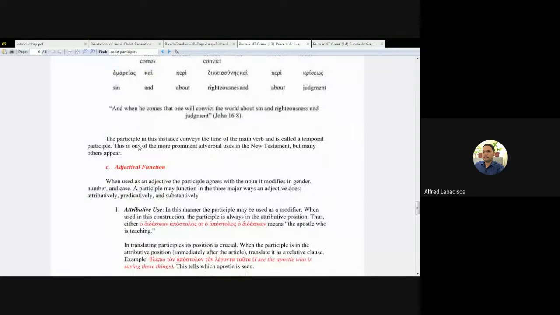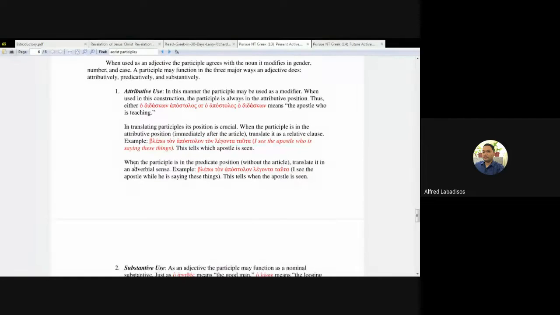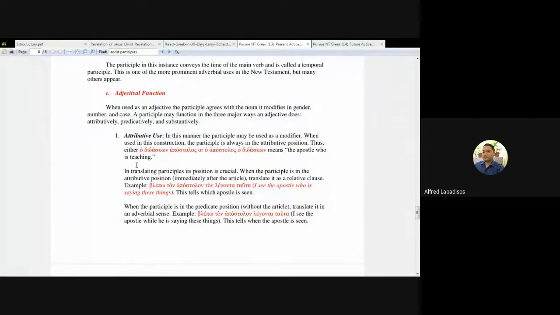Now the adjectival function of the participle. So we have the attributive use, the substantive use, and the predicative use. Remember the adjective, we discussed last time that the adjective functions as attributive, substantive, and predicative. Since participles have qualities or characteristics of adjectives, that's why they also function as attributive, substantive, and predicative.